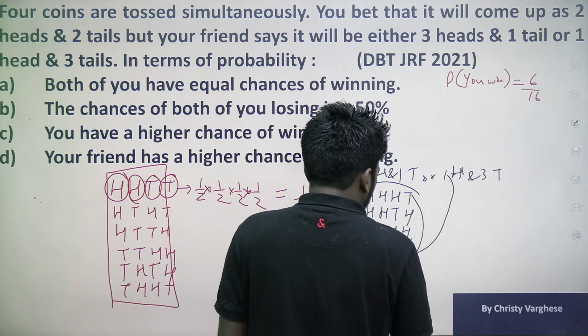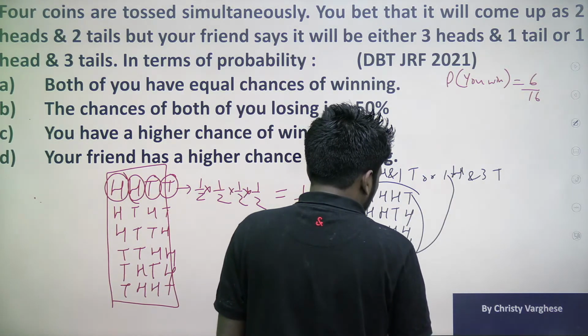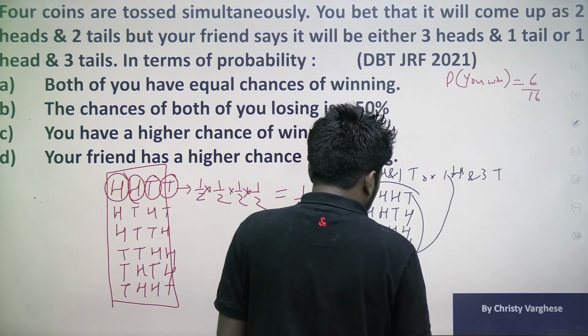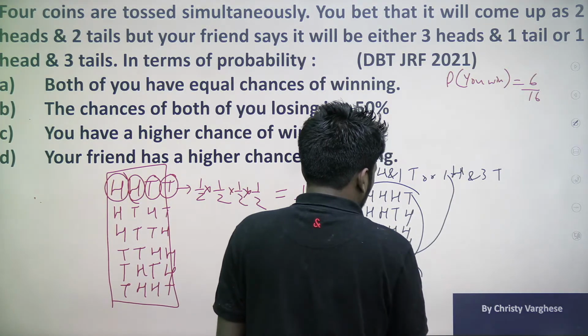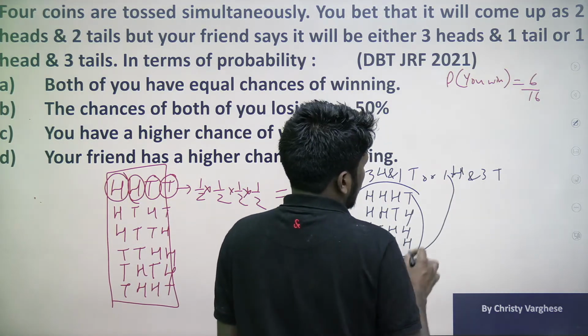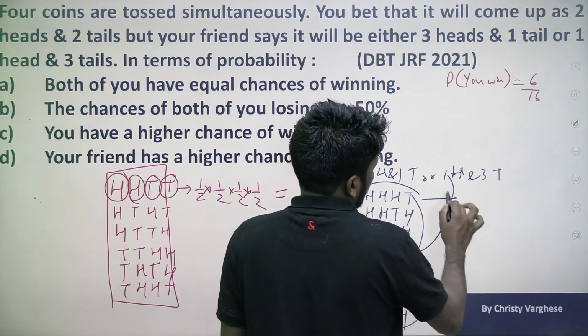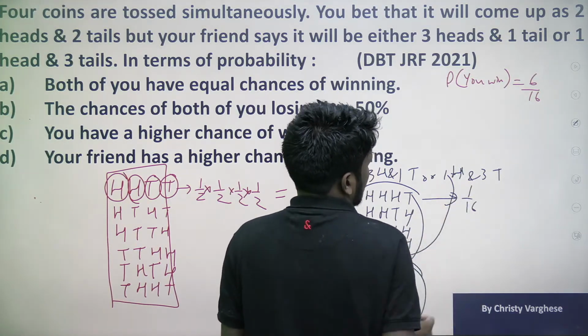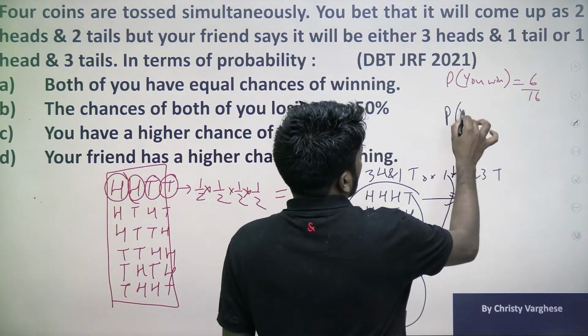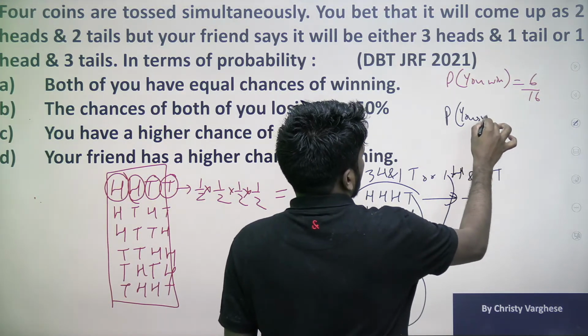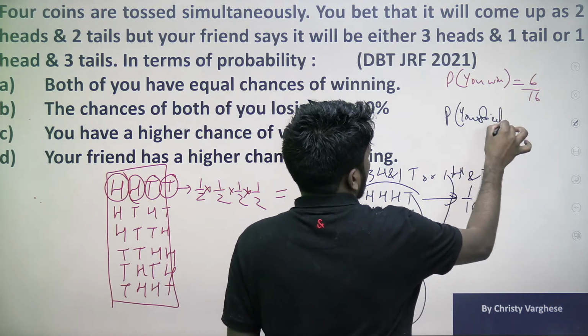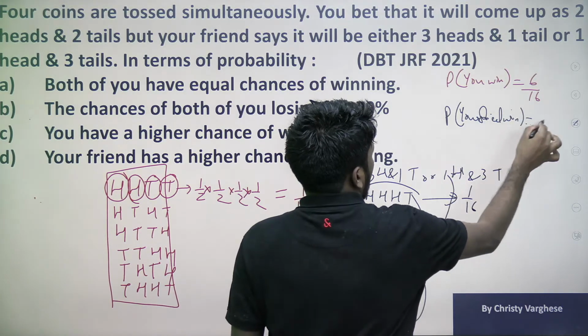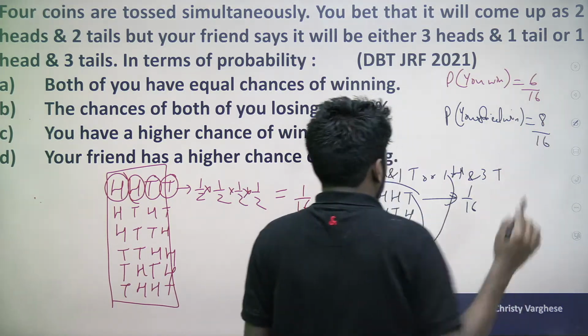Tail, head, tail, head, tail, head. So 4 more possibilities. So 4 plus 4, 8 possibilities, and each of them has 1 by 16 as the probability. So the probability of your friend winning will be 8 by 16. 8 times 1 by 16.